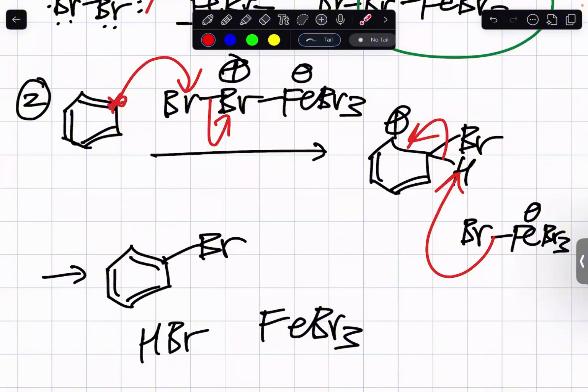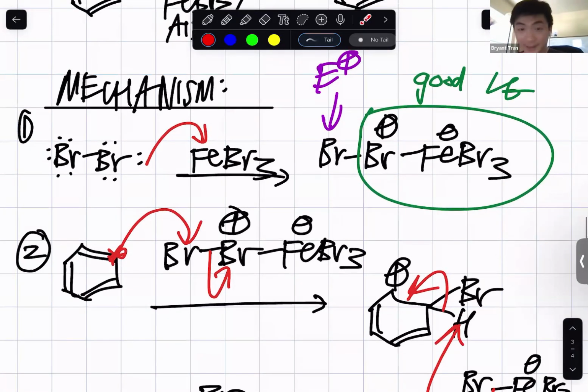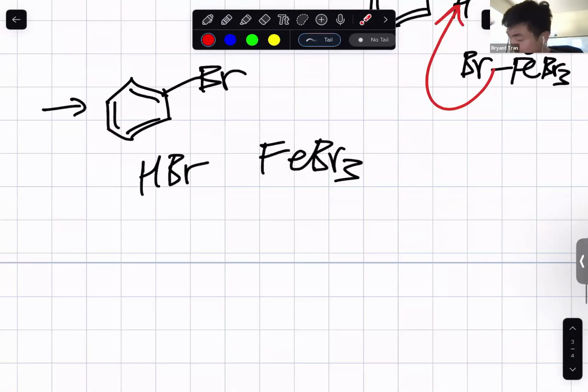Oh yeah, I just wanted to double check. Is there any stereochem that we have to be worried about? No stereochem that we need to be worried about here in this mechanism. Okay. Good. Nice. Okay.